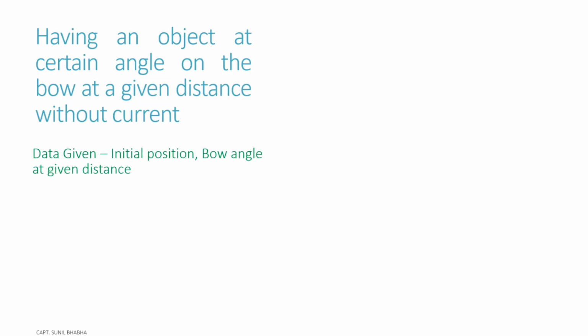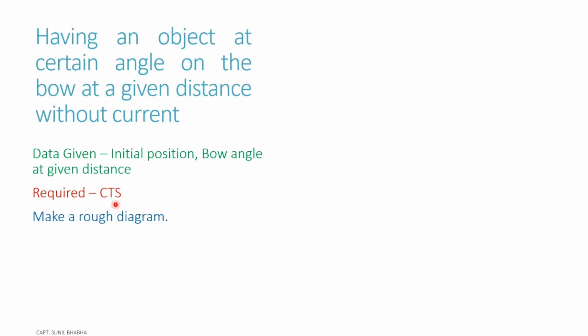Now let's see how we proceed ahead. First of all, as I told you, the data which is given to us is, one, the initial position of the ship. Second, the bow angle at which the object should be. And third, the distance at which that bow angle should be obtained. What we are required to find out is what course the vessel should be steering.